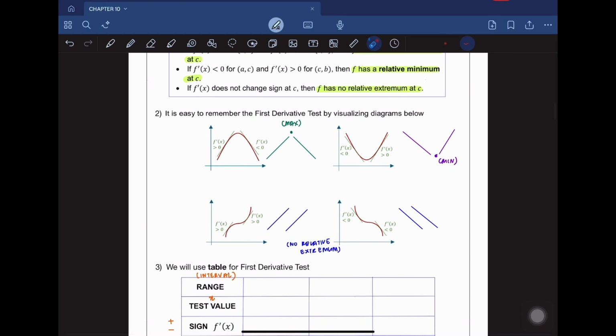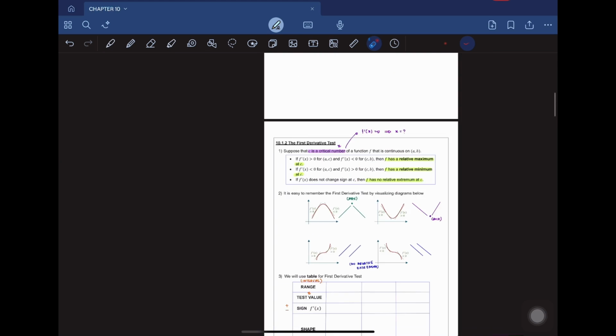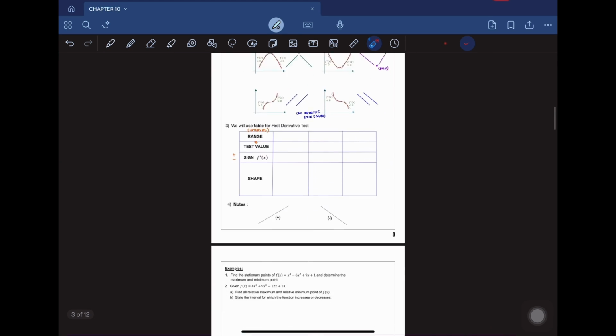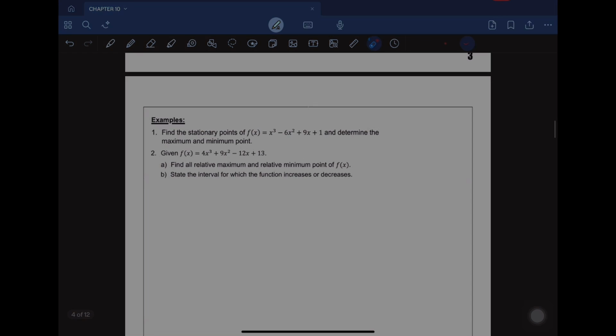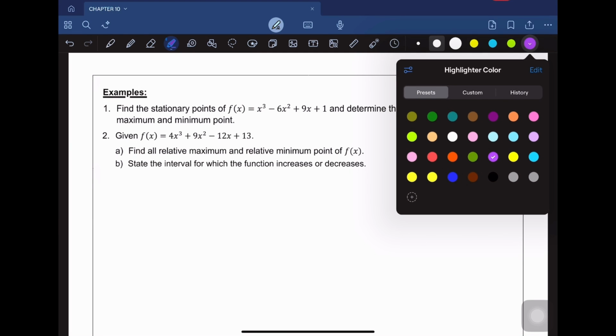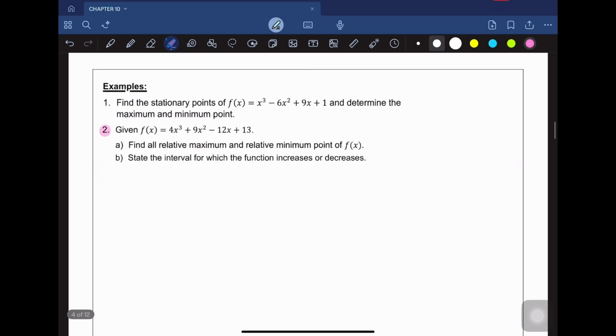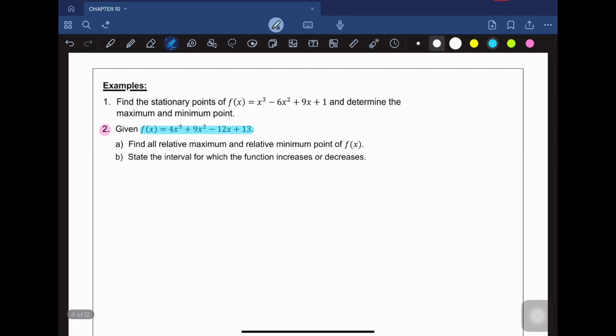Okay, so basically we are going to have either this one, or this one. Okay, so now let's do the example. Okay guys, so I'm going to do number 2. We are given function f(x). The question asks us to find all relative maximum and relative minimum points. The first step is we are going to find the first derivative first.